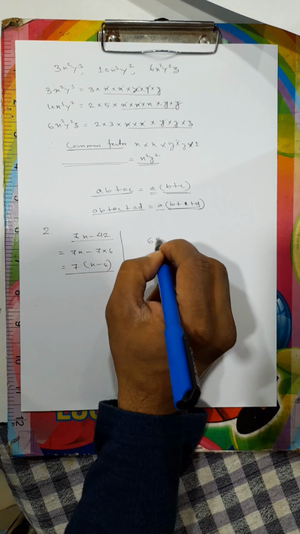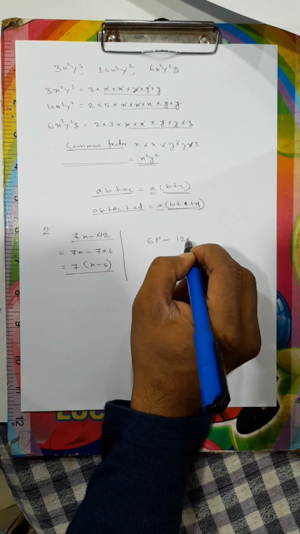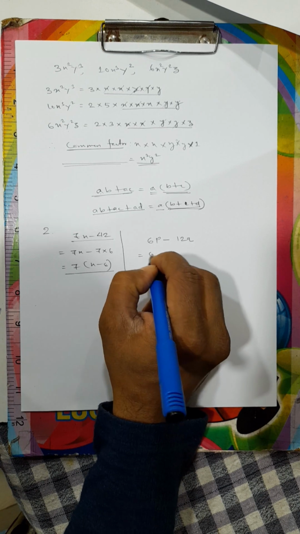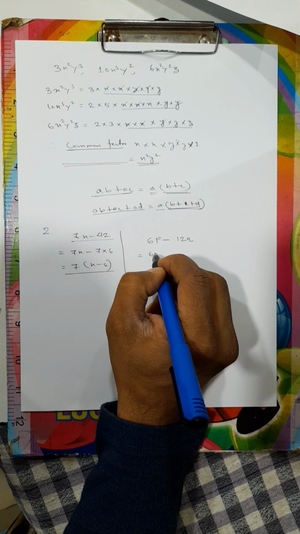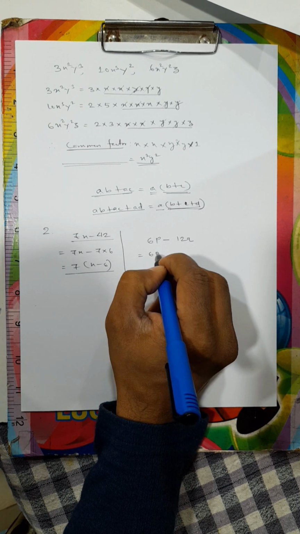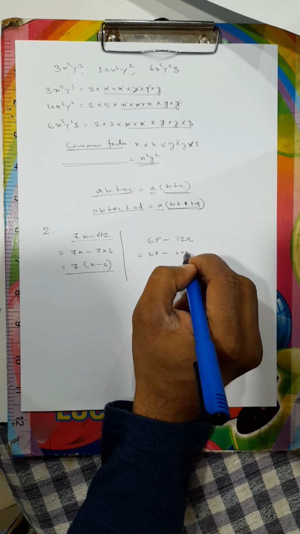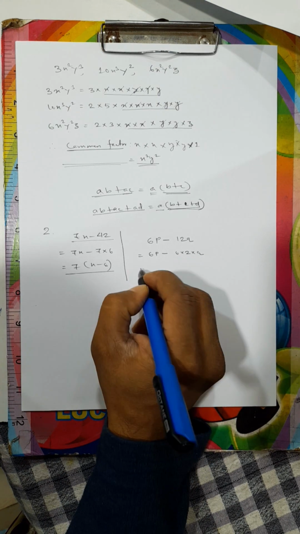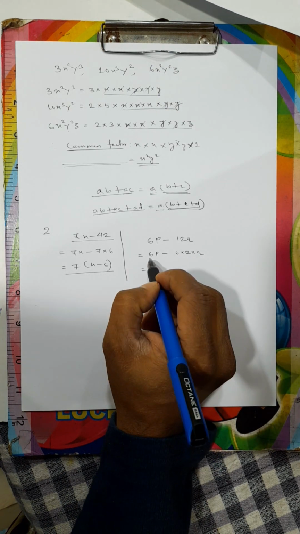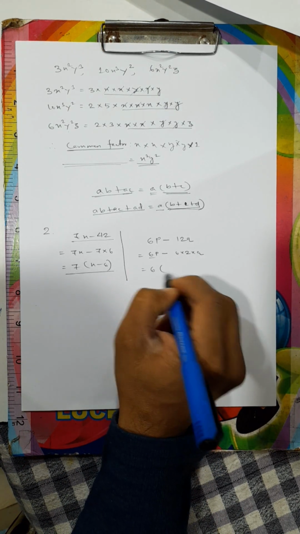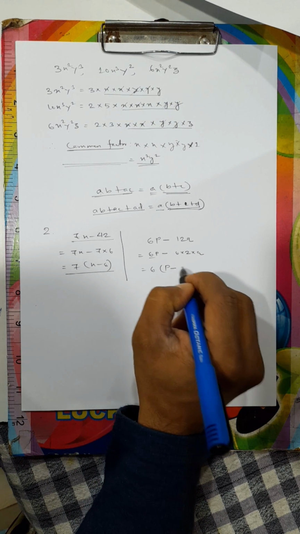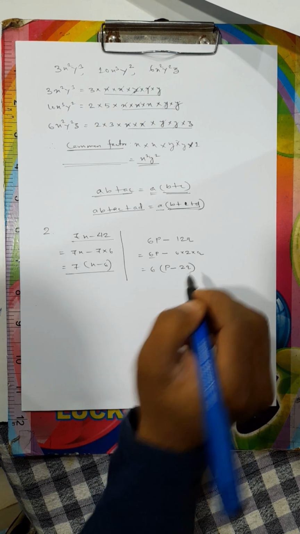Similarly, 6p minus 12q, suppose. So 6p means 6 into p, minus 12q means 6 into 2 into q. So what is the common factor here? 6 is the common factor only. So the answer is 6 into p minus twice of q. Right?